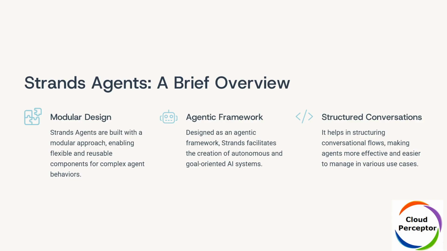So meet Strands agents. Strands agents are modular agentic frameworks built for autonomy and structured conversations. The design allows for reusable components, making it easier to build complex, goal-oriented AI systems. Think of them as building blocks for intelligent, responsive agents.